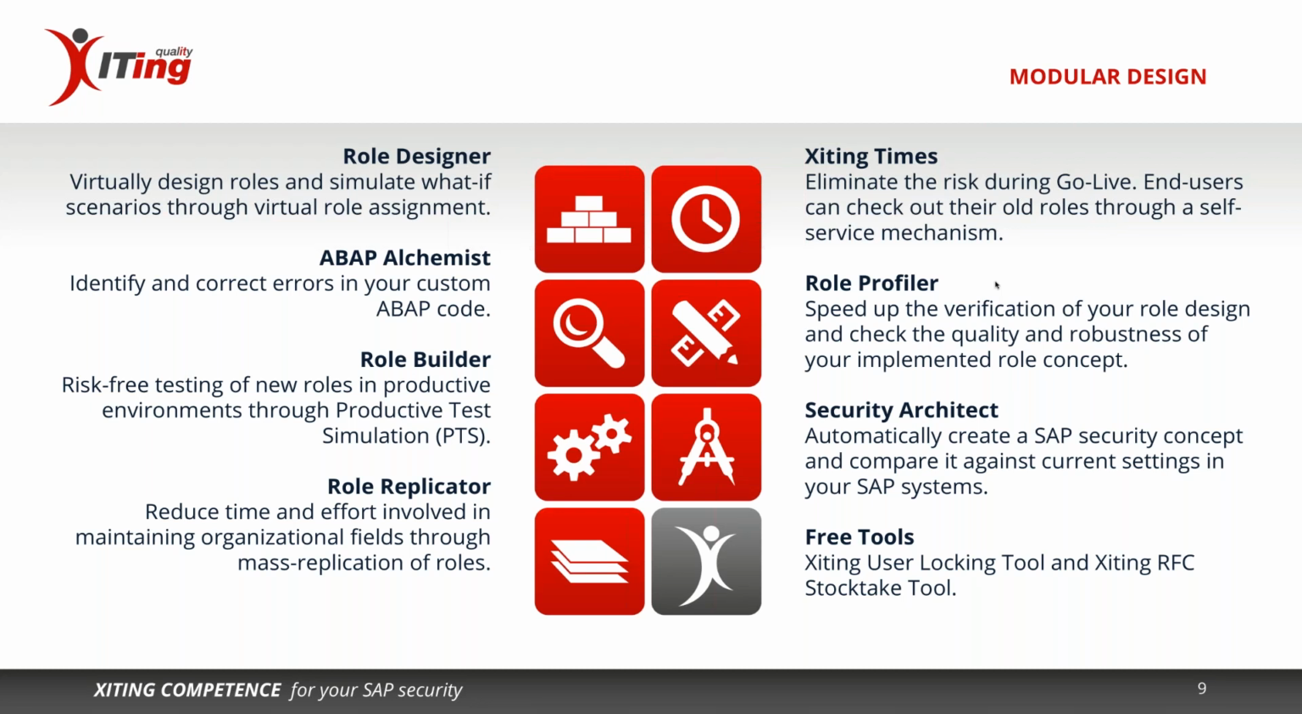And then we have exciting times, and that's our solution for go live. We call it protected go live, where we can reduce the risk in case a user gets stuck because of a missing authorization. We also have the role replicator. I've mentioned that one before, that can help you to mass replicate roles across what we call org sets. So it's similar to the derived role concept, but specifically meant for org fields.